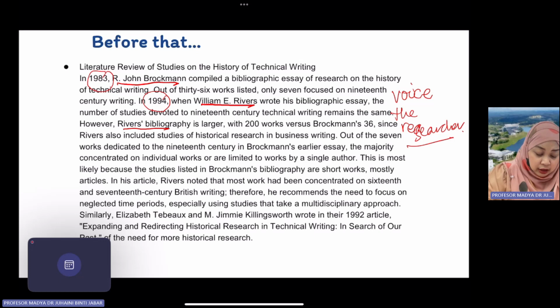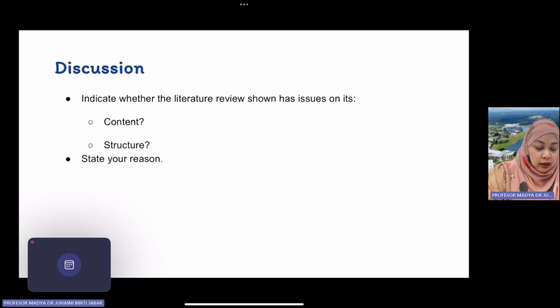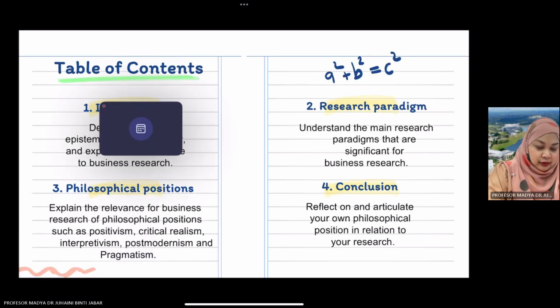In terms of the structure, maybe you need to have the references at the end of the sentence, maybe here or maybe here. So you can have a look at other, better literature reviews and compare them with the one that I've given you. So let's continue with this class.